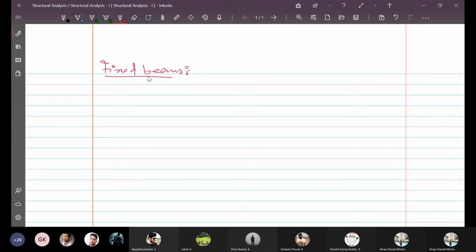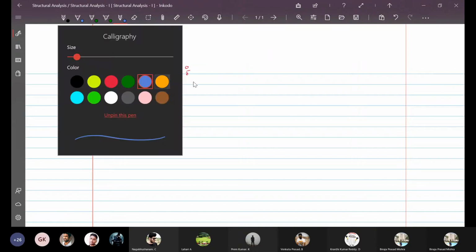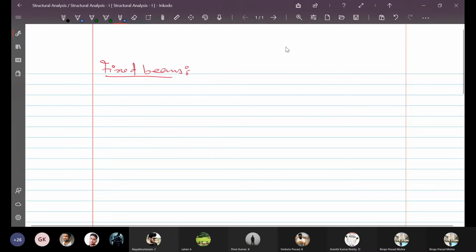Okay. So let us say we have the fixed beam like this. So we have a fixed beam. This end is fixed. This is A and this is B. Okay. And we have two loads over here. This is, let's say, W1 and this is, say, W2.